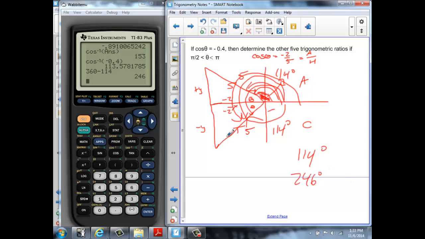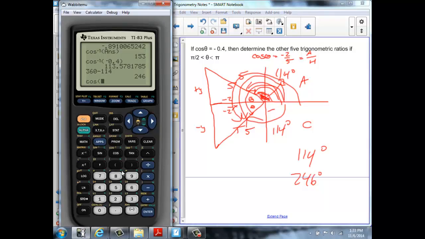If you were just looking for the reference angle though, it would be 66. Yeah. You could do that as well if you wanted. Let me test it. Do cosine of 114. This should equal about negative 0.4. Why is it slightly off? Well, I rounded. But what if I did the cosine of 246? It also would equal the same thing. So there's two right answers. Sweet.